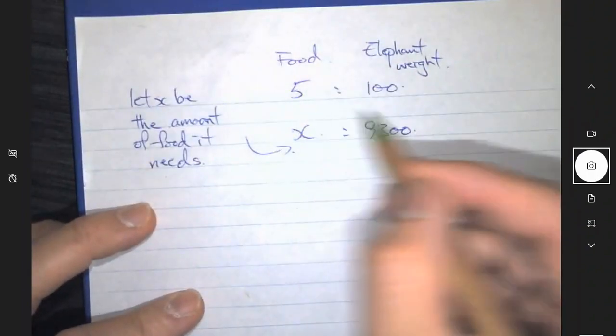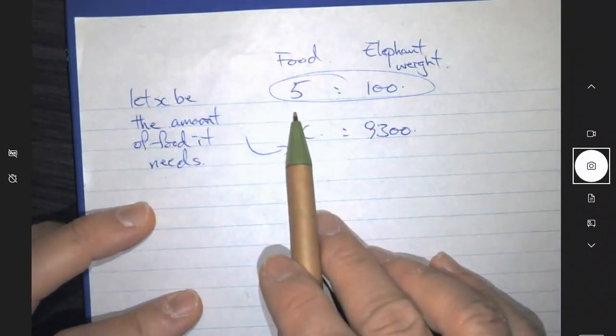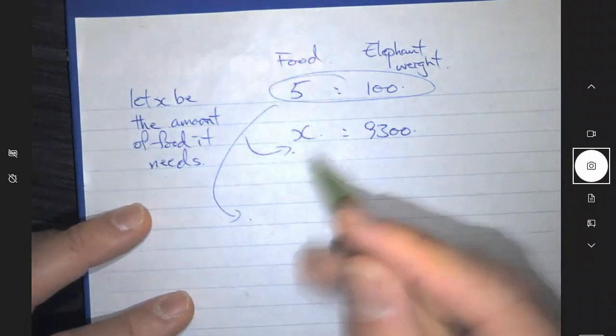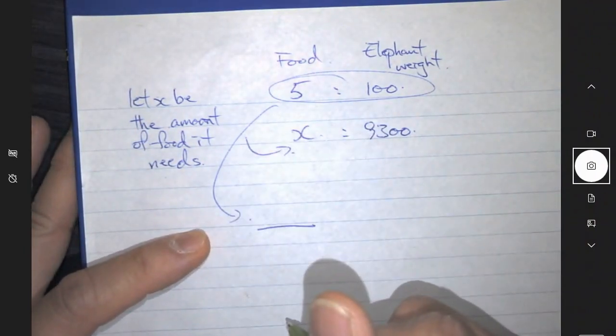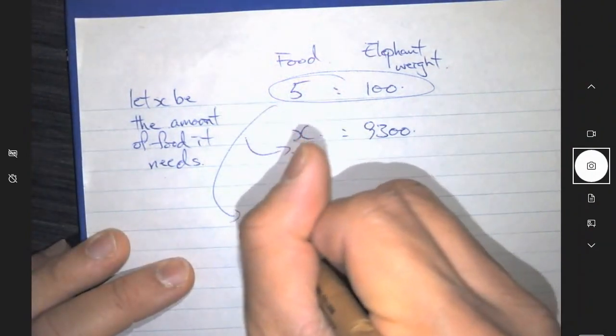So again, we change this into fraction form. The first ratio, 5 to 100, we change that into fraction form. So in this case, what will it look like on the fraction form? What goes on top, what goes on bottom? Yes? 5 over 100. 5 over 100. That's good.